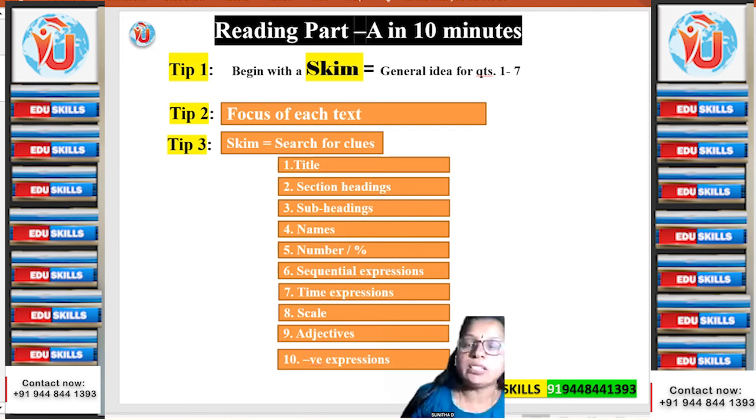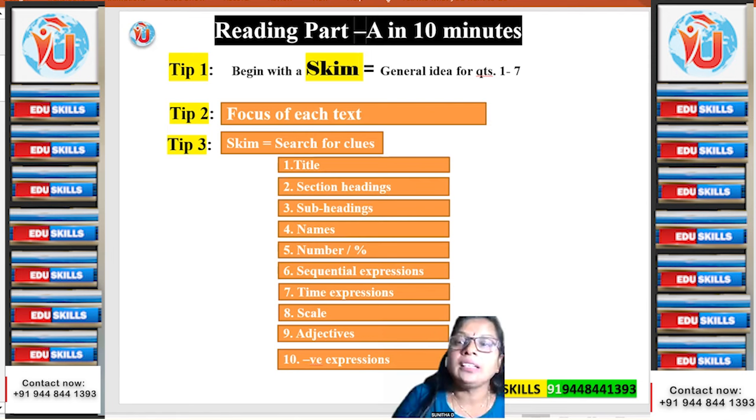Tip 2, focus on each text. Then tip 3, skim and search for clues. What clues do we search for while skimming the text? First is title, second section headings, third subheadings, fourth names, fifth any numbers or percentages in the text, sixth sequential expressions, seventh time expressions, eighth scale, ninth adjectives, and tenth negative expressions. If anything is there in the text, we can highlight or underline it.